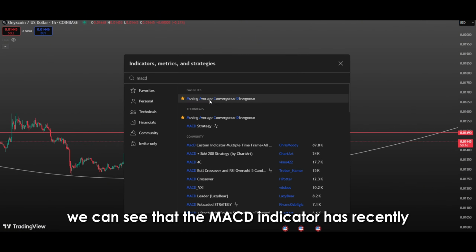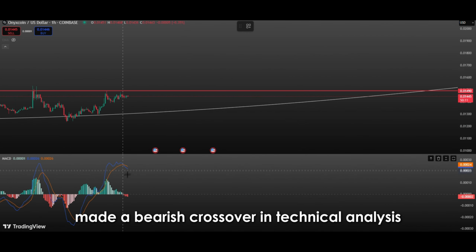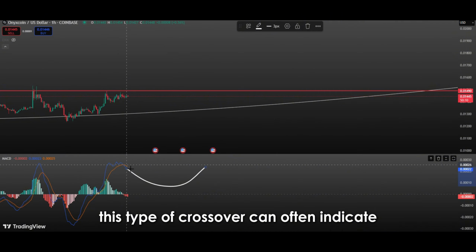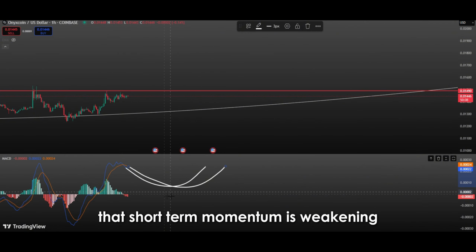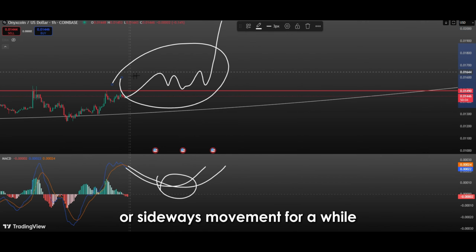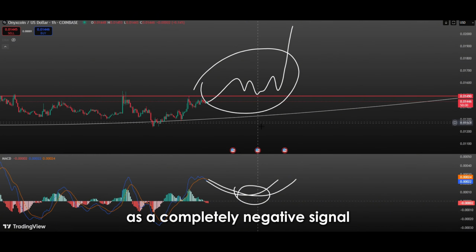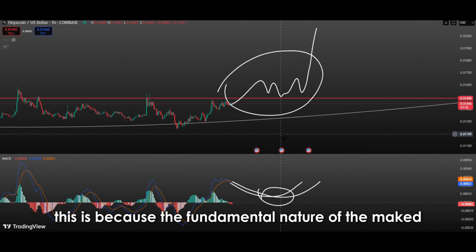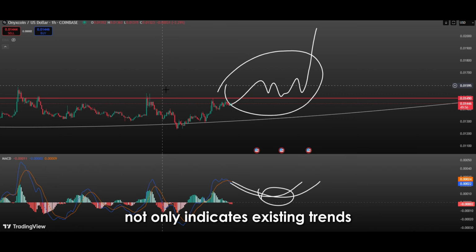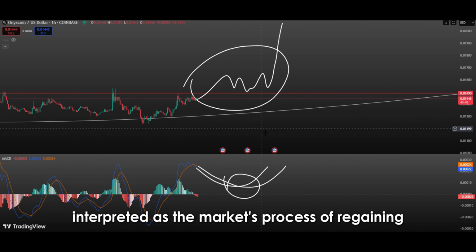On the chart, we can see that the MACD indicator has recently made a bearish crossover. In technical analysis, this type of crossover can often indicate that short-term momentum is weakening and the market is trending for a pullback or sideways movement for a while. However, this should not be taken as a completely negative signal. This is because the fundamental nature of the MACD not only indicates existing trends, but also pre-signals new ones. Therefore, this bearish crossover may actually be a preparatory phase and can be interpreted as the market's process of regaining strength.